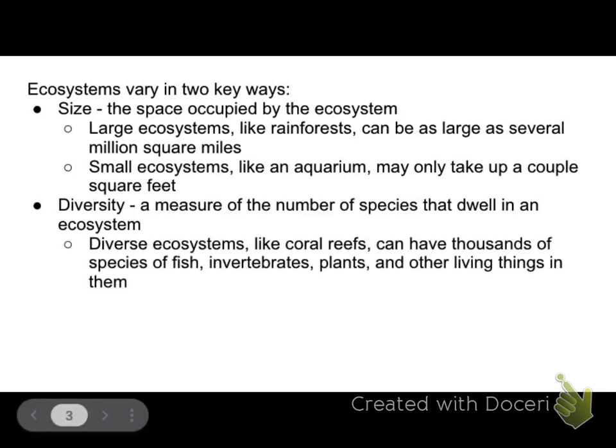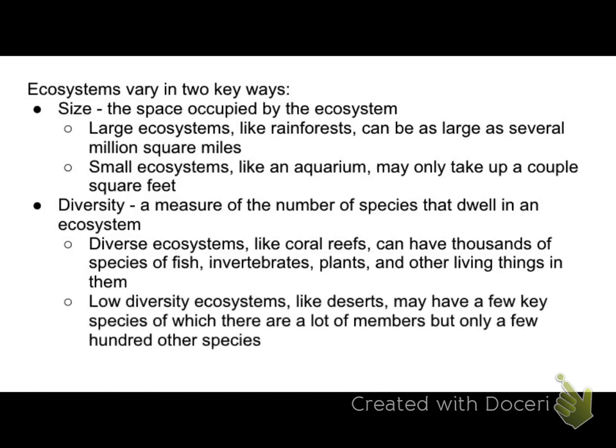Diverse ecosystems, like a coral reef, can have thousands of species of fish, thousands of species of invertebrates, thousands of species of plants, and other things that I may not even be thinking about. So they have a ton of different species in them. And they may not have a ton of each species, right? They might not have 100,000 of each species, but they have lots of different species in them.